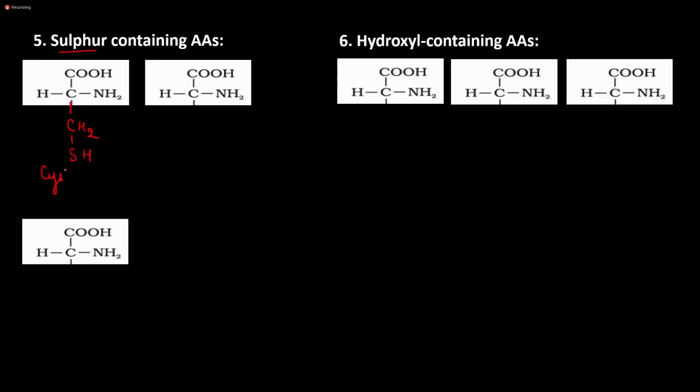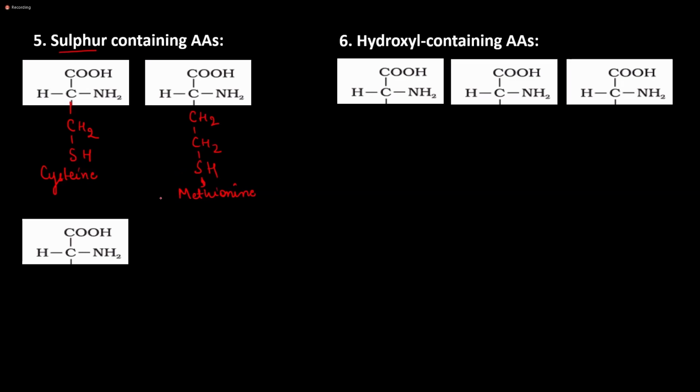Okay, so this is cysteine. It has CH2 and SH. Now the second sulfur containing amino acid is methionine. Its structure is CH2, CH2, S and CH3. Okay, so this is methionine.